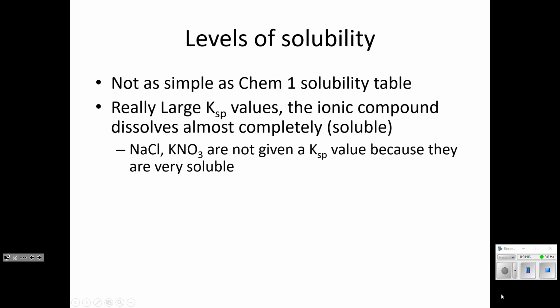I don't know if you need to write this down. This is just me reminding you of a couple things. So again, the solubility table is a simplification. If you remember K values, we are going to get into what's called the solubility product today, which is Ksp. A large K value would represent that the ionic compound does dissolve really well. Sodium chloride would have a huge K value, so would potassium nitrate. So if that's the case, they are soluble.